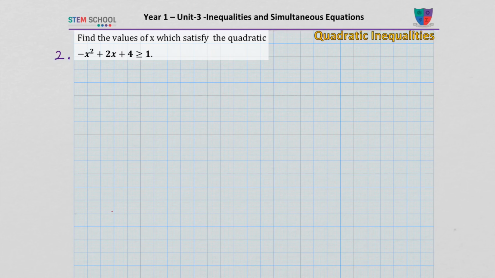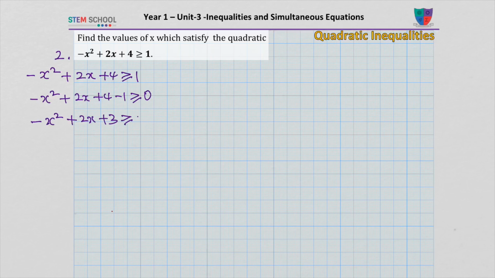I'm going to do both. Algebraically, I have minus x squared plus 2x plus 4 greater or equal to 1. I'm going to take away 1 from both sides, so I get minus x squared plus 2x plus 4 minus 1 greater or equal to 0. Now I'm going to simplify, so I get minus x squared plus 2x plus 3 greater or equal to 0.